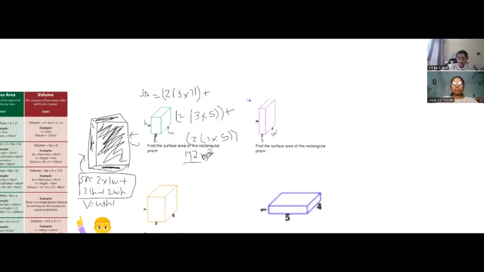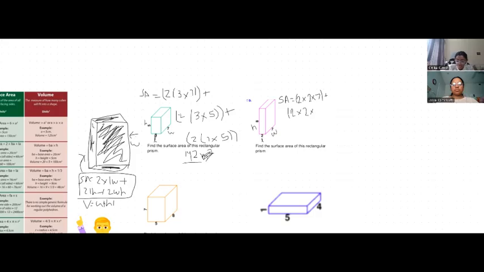And we're going to use the same formula as we have been using. Surface area equals, oh wow, look at that difference in handwriting. Beautiful. 2 times our length, which is going to be 2, times our width, which is 7, plus 2 times our length, which is 2, times our height, which is in this case, 8. Am I right? Yes.